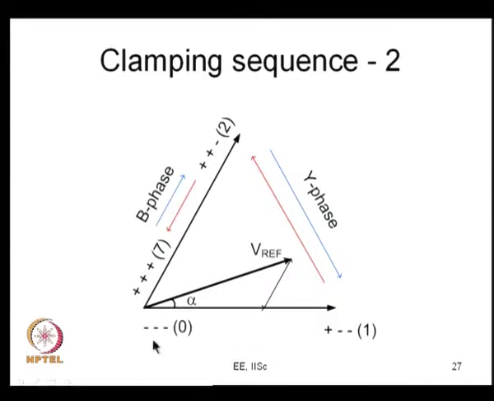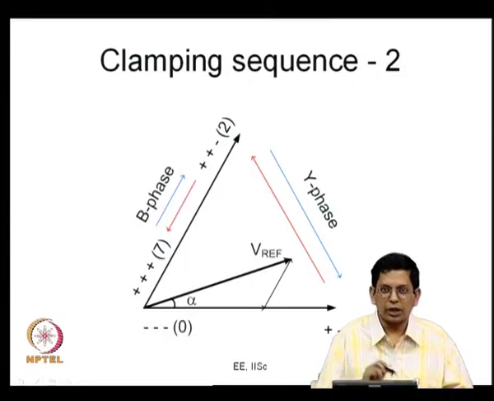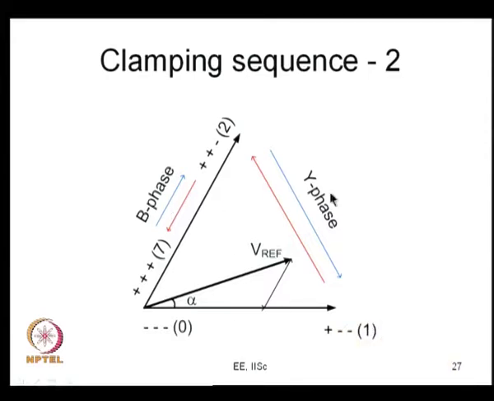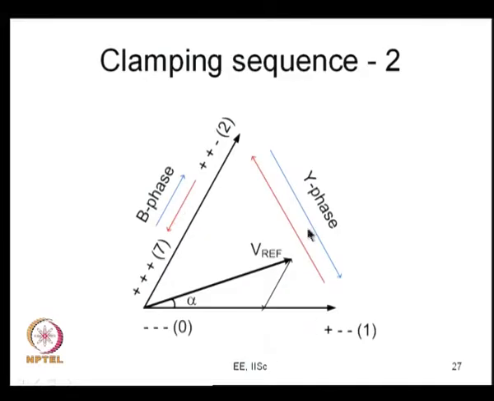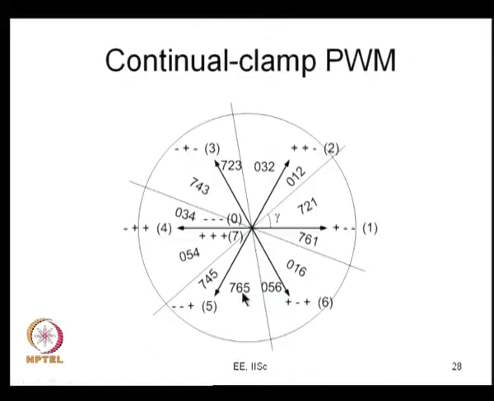Now, alternatively, if you skip minus minus minus, you can use plus plus plus, applied for Tz seconds, this for T2 seconds and this for T1 seconds. If you do that, you can see B and Y are switching, but R phase is not switching now. In this case, you can see R phase is positive here and also positive here. So, I am sorry, the R phase is always clamped to the positive bus. So, you have a situation of B phase getting clamped to the negative bus or R phase clamping to the positive bus whenever your reference vector is in sector 1. So, there are two different kinds of clamping now.